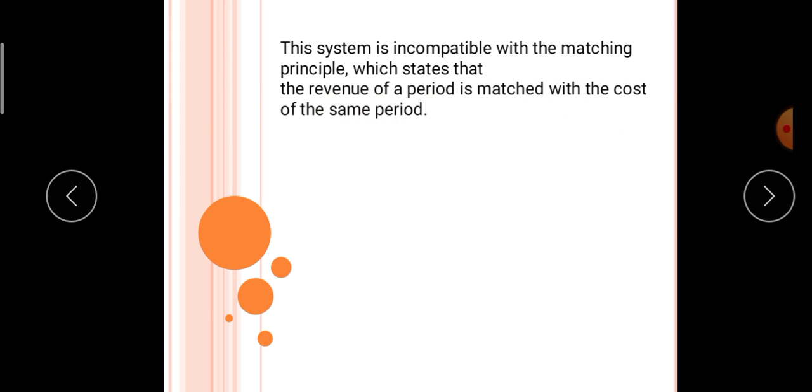Now when the cash settlement is taking place, it is not necessary that it is received in the same year in which it has been incurred. So cash basis is not compatible with the matching principle.